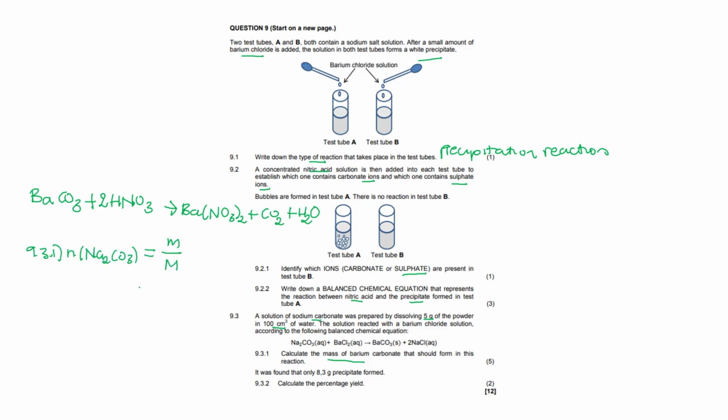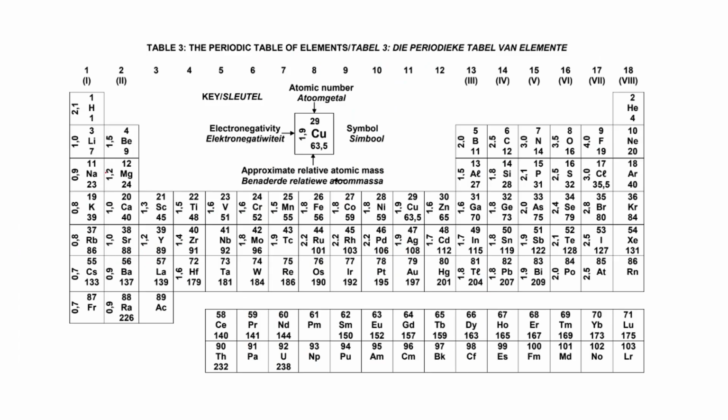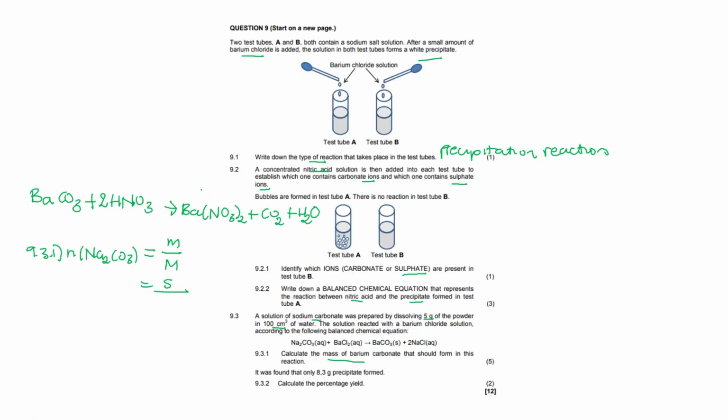So they've given us the sodium carbonate, which is 5 grams, and we can calculate the molar mass by taking the atomic mass of sodium times 2, carbon times 1, and oxygen times 3 because it's sodium carbonate. Okay, so that answer is going to be 106 and I get 0.04 moles. Okay, so now I have that. So they want the mass of barium carbonate. So they want the mass of this one here.